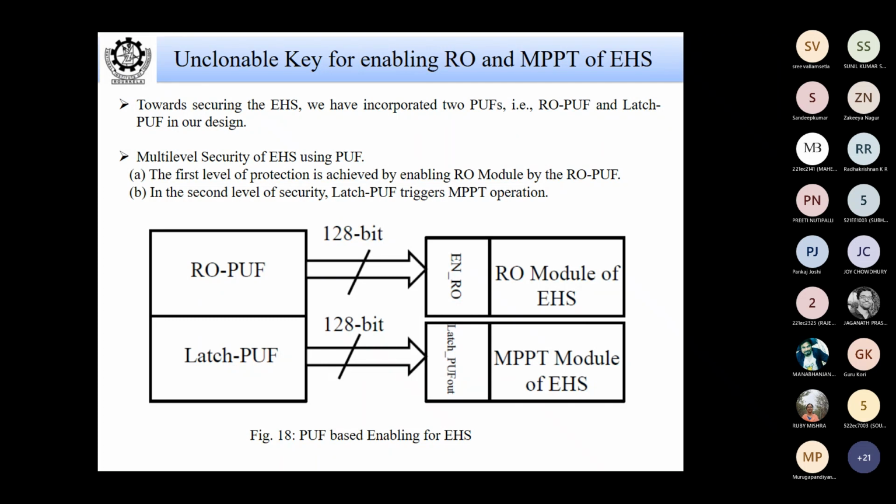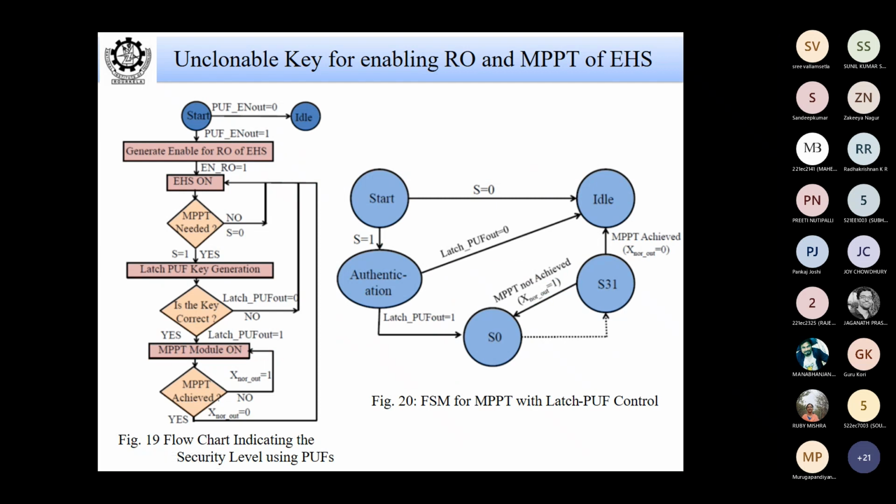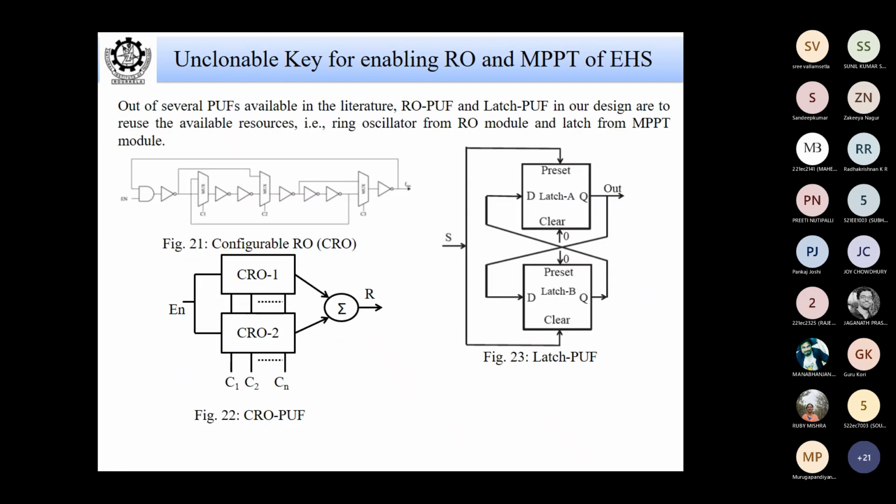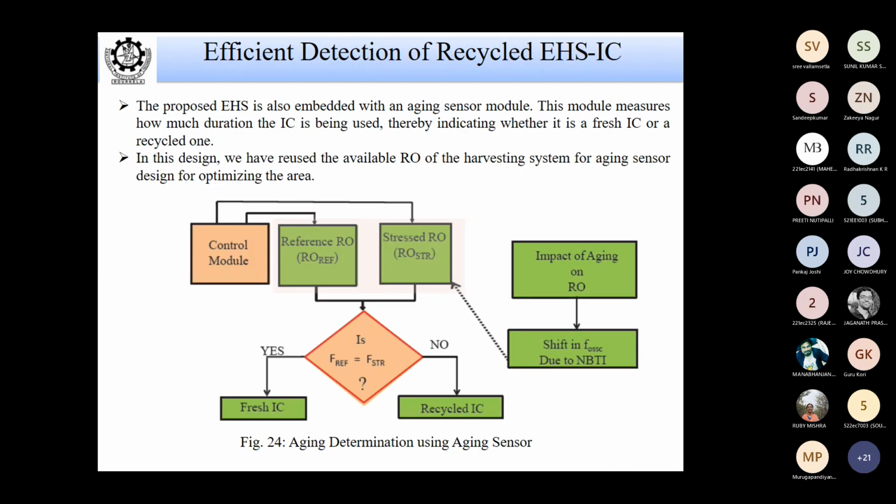This being a research problem, I'll not get into it except for the points that are important for us. So we said that the multi-level security for our energy harvesting system uses a physically unclonable function, which we have done with two different PUFs, the RO PUF and the latch PUF. In the EHS, we had two typical modules, one for security and another for maximum power point tracking. And this one is the algorithm for doing that. And this is again the PUFs.